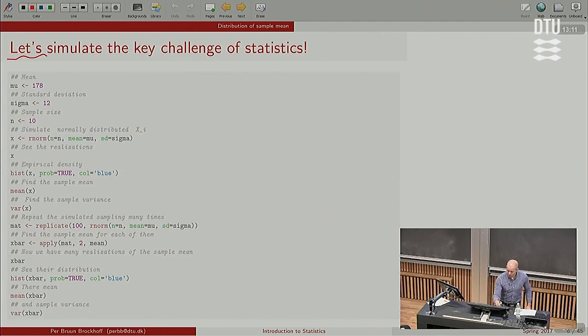Let's simulate the challenge that we are having here with a little R code, to hopefully make you understand why we're doing what we're doing. I'm pretending that I know the truth. So this is a toy example where I'm playing around with what could hit us. What if the mu really is 178? What if the sigma is really 12? So that's scenario-based thinking.